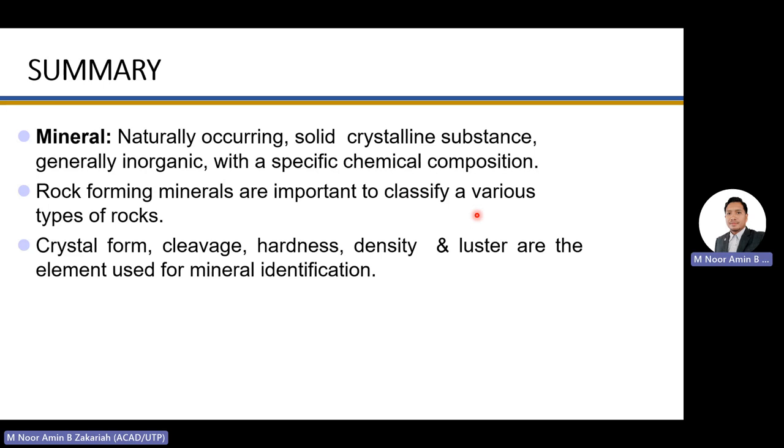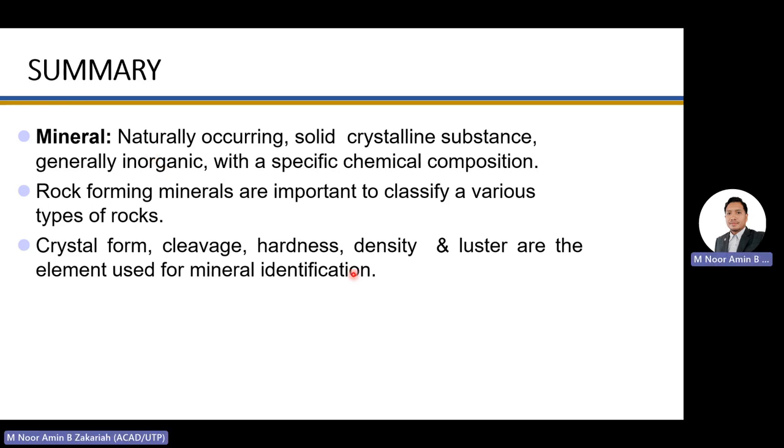Crystal form is the shape of the mineral crystal. Some minerals have very regular crystal form, while others have more irregular shape. Cleavage is the ability of a mineral to break along smooth or flat surfaces. Some, like muscovite, break only on one side, while halite breaks on three sides, and a cube will be produced. Normally we will just explain in terms of whether the mineral has good cleavage or poor cleavage.